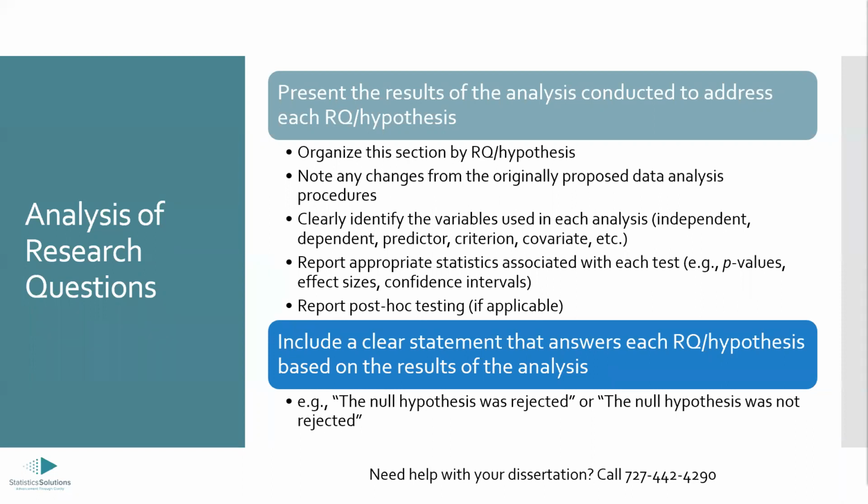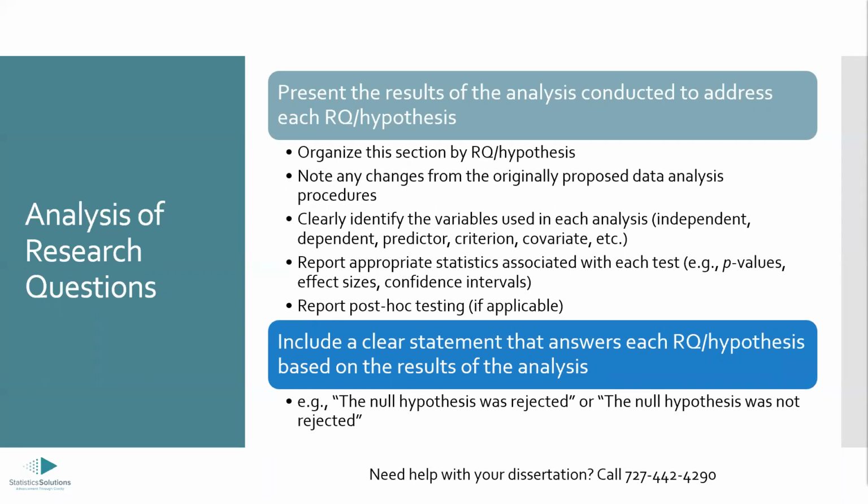So you'll want to clearly identify the variables that you're using in each analysis. So for instance, if you're doing something like a t-test or an ANOVA, you'll want to clearly indicate what the independent and dependent variables are for those analyses. If you're doing something like a regression, you want to clearly state what your predictor and criterion variables are. And also, if you have any covariates in your analysis, you'll want to list what those are.